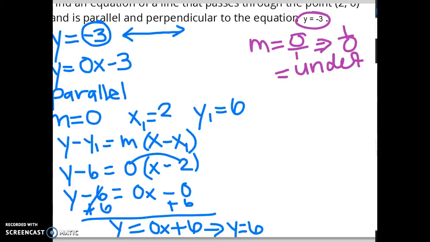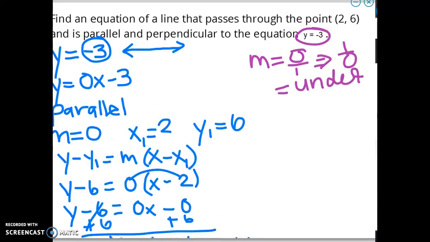That means it's not going to touch the y-intercept. So if it's not touching the y-intercept, we don't have to look at the y. We just need to know where it's going to touch the x-axis. That's going to touch the x-axis at 2. So x will equal 2. Undefined is defined as a slope like that. That is a vertical slope.